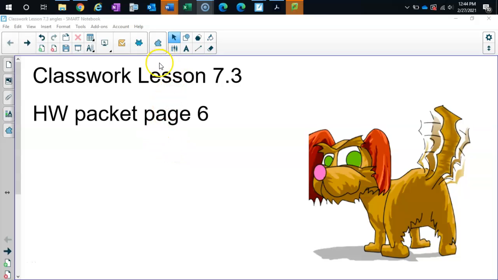All right, guys, this is the homework that goes along with lesson 7.3. You are on page 6 in your homework packet. I am going to want to see this. Today I'm going to want to see your homework. So when you're done with this, if it is not class time, you need to save it and show it to me the next time you see me.